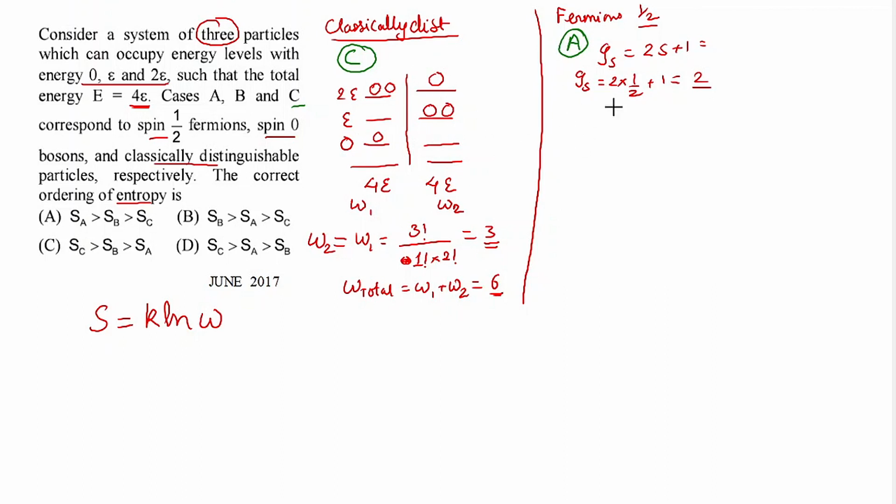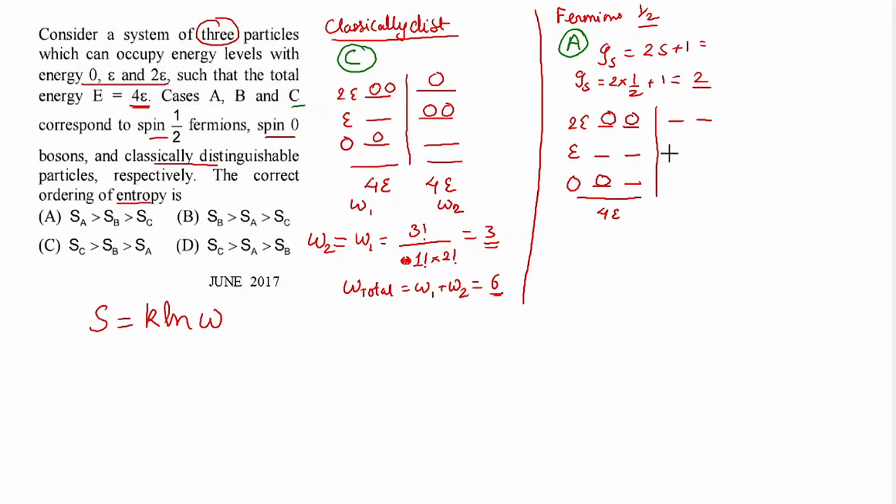Over here we have distinguishable particles, fermions and bosons are indistinguishable. So we have 0 epsilon and 2 epsilon, and these will be the energies. So we can arrange 1 particle in energy level 0 and 2 particles in energy level 2 epsilon. So the total energy will be 4 epsilon.